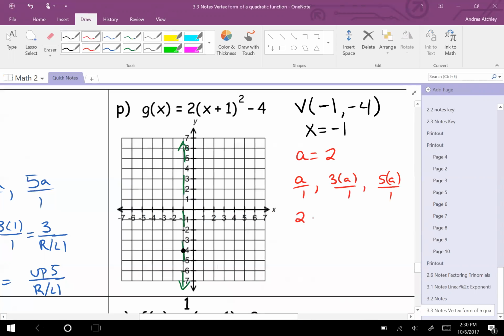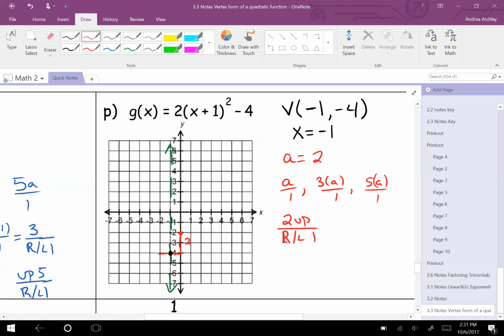So it's going to start with 2, and we're moving up because it's positive, and then right and left 1. So from this point, I'm going to go to the right 1 and then up 1, 2, put a dot there. I'm going to go to the left and go up 1, 2, put a dot there. The next one will be 3 times the 2 over 1, so it's 6 and 1. So I'm going to go to the right 1 and up 1, 2, 3, 4, 5, 6. Over and up 1, 2, 3, 4, 5, 6. And then this is my parabola. I can't do the 5A because it's going to go off my graph. I can't count up 10 more, so we can just do those two.